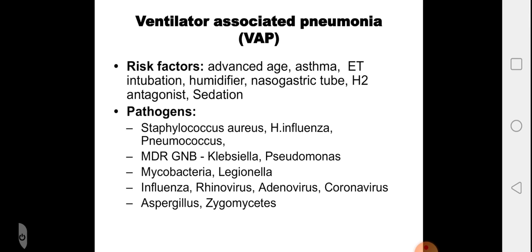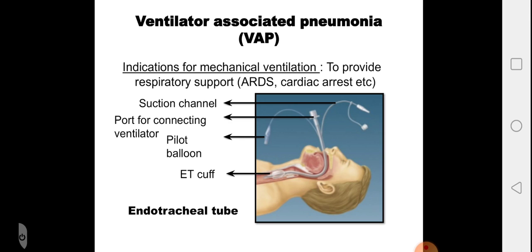Looking at pathogens, they are Staphylococcus aureus, Haemophilus influenzae, Pneumococcus, Klebsiella, Pseudomonas, Mycobacteria and Legionella, viruses like influenza virus, rhinovirus, coronavirus, and fungi like Aspergillus, Mucor, Rhizopus, etc. What are the indications for mechanical ventilation? The indications are to provide respiratory support. Say the patient is comatose, having acute respiratory distress syndrome, cardiac arrest, or severe sepsis.